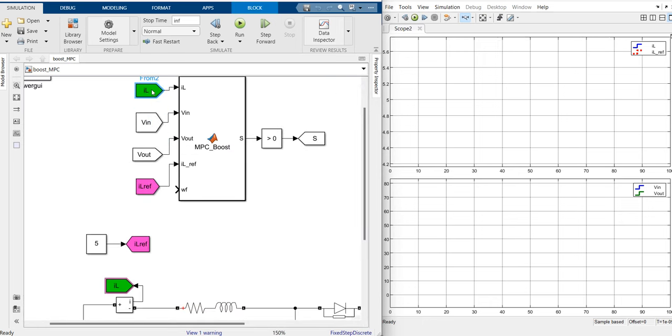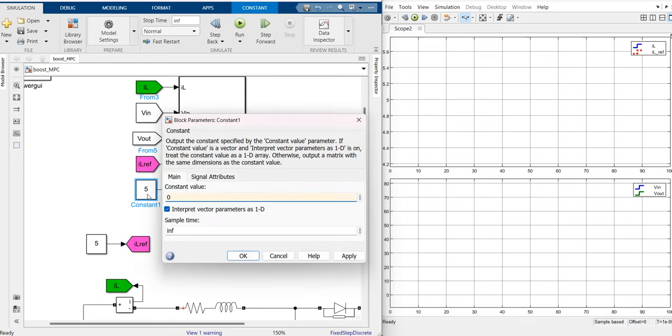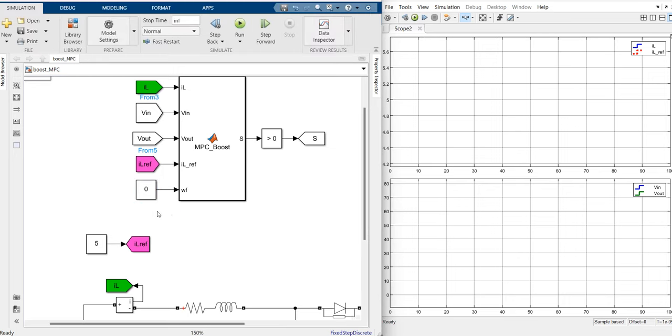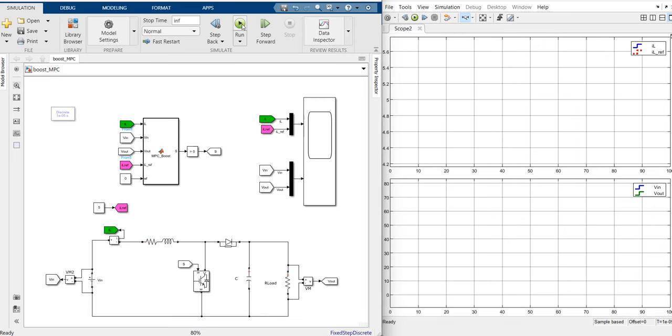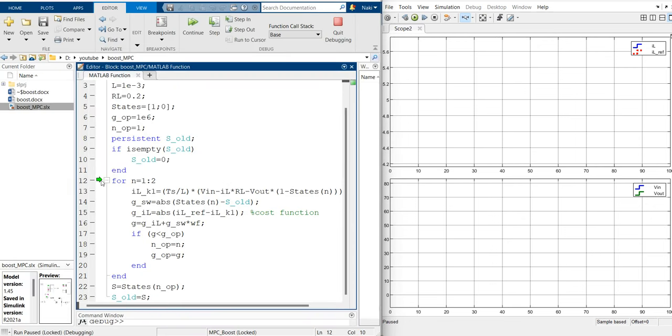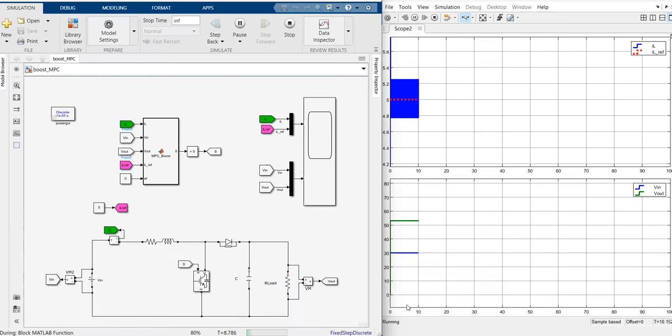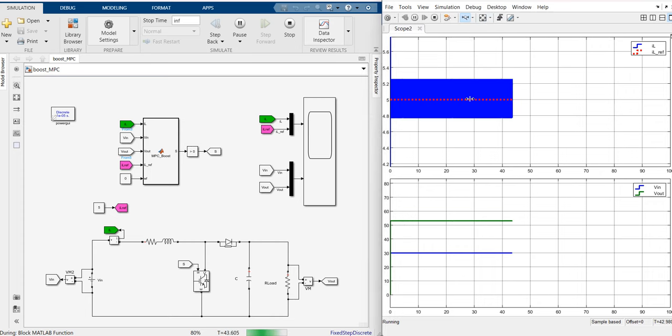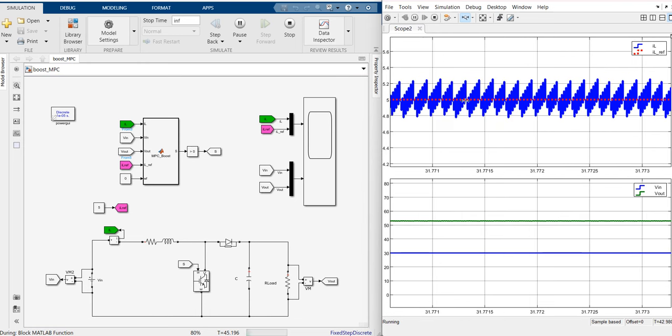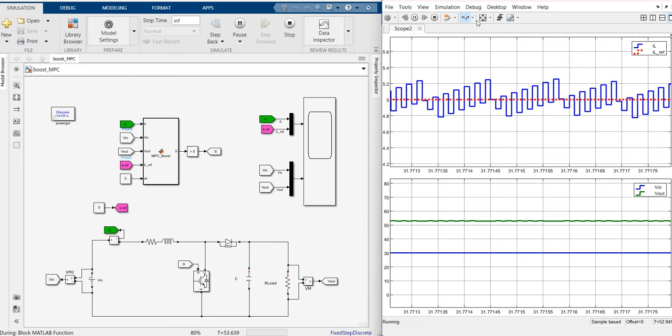We have to define the weighting factor. Okay, first I'm defining 0. It means that the second cost variable will not be effective on the system. Then I will change it and we will observe the value. Okay, now the weighting factor is 0 and the switching frequency is the same as previous, so it is equal to half of the sampling time.